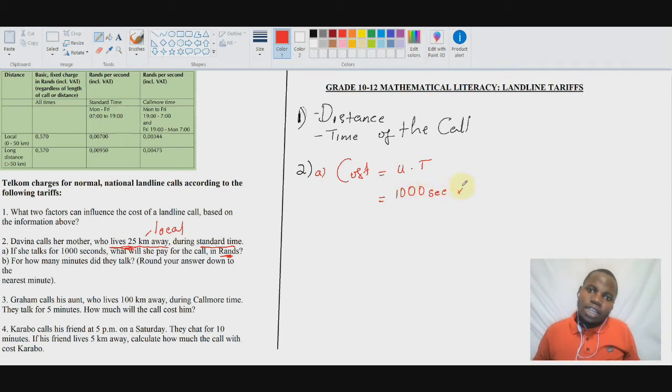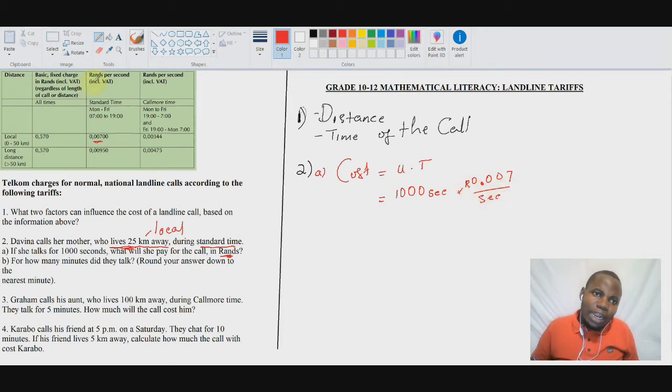Now the tariffs, you see, are different. The other one is 0.007 rands. Now you go where it says local, and the standard time, right? The call is local and standard. So we use that tariff. What is that tariff? It is 0.007 and the other zeros there. They are not important for me to write because those zeros won't affect anything. So this is 0.007 rands per second.